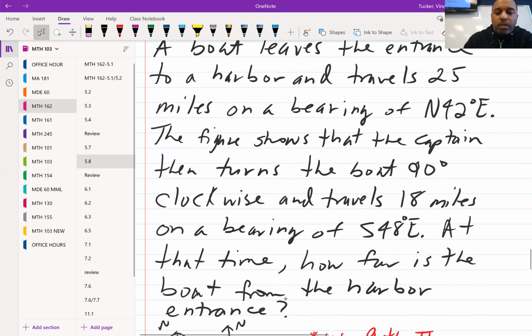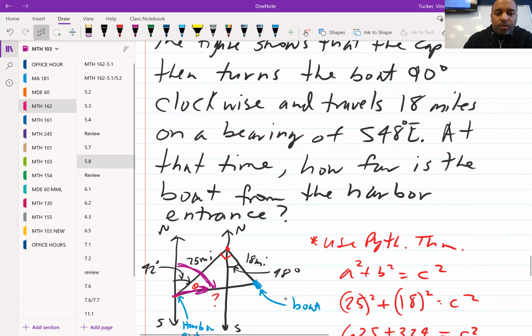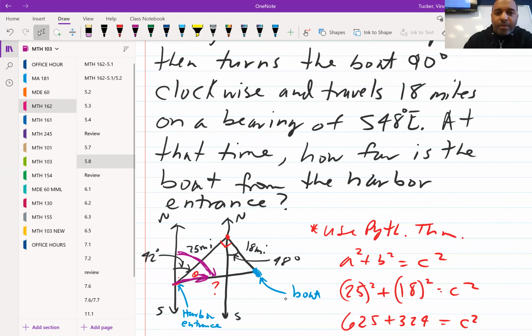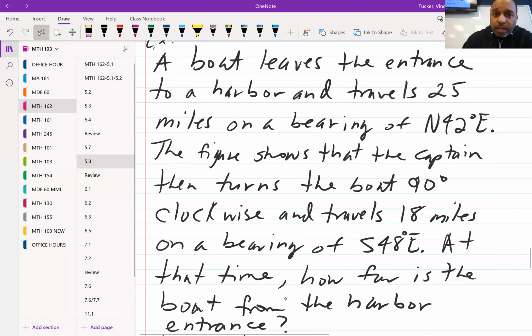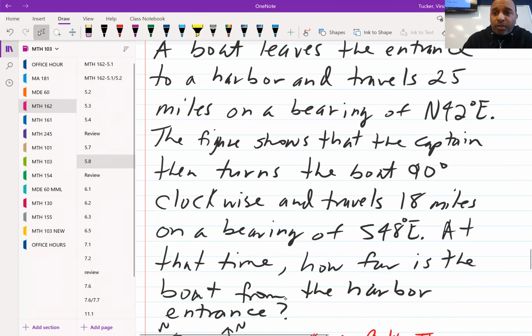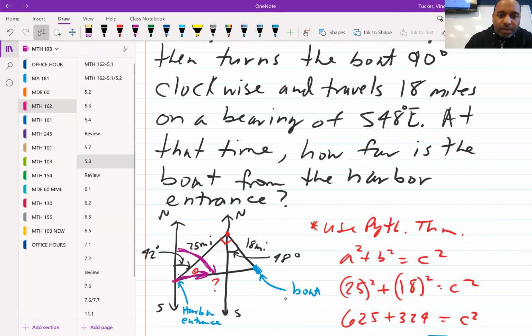All right, scrolling up. All right, let's try to make some sense of my diagram here. So the first thing it says is that the boat leaves the harbor and travels 25 miles on a bearing of north 42 degrees east. And so that's what's going on here.